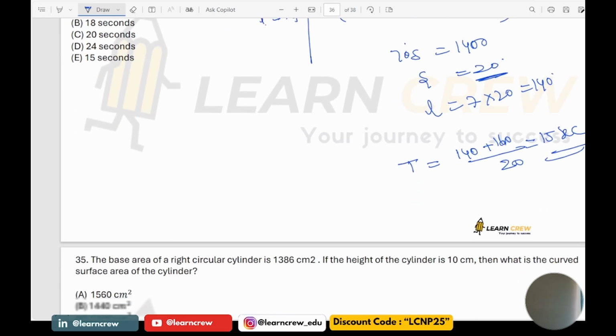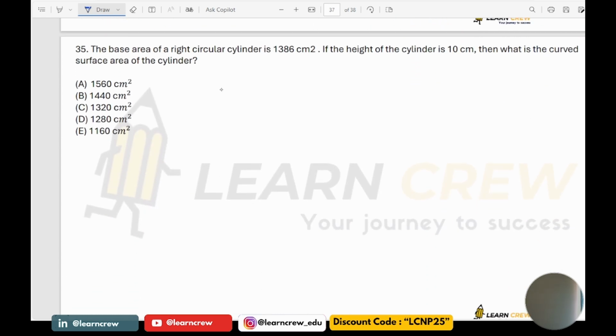Now the last question for today in our paper analysis. The base area of a right circular cylinder is 1386 centimeter square. So pi r square is given as 1386. If the height of the cylinder is 10, then what is the curved surface area of the cylinder? 22 by 7 into r square is equal to 1386. So how much are you going to get?